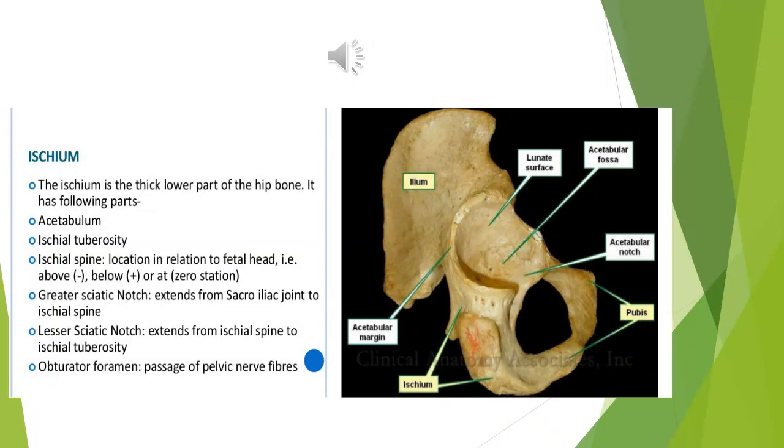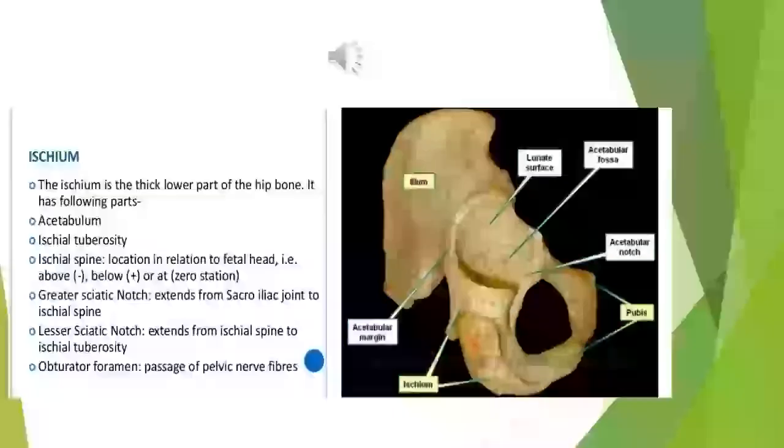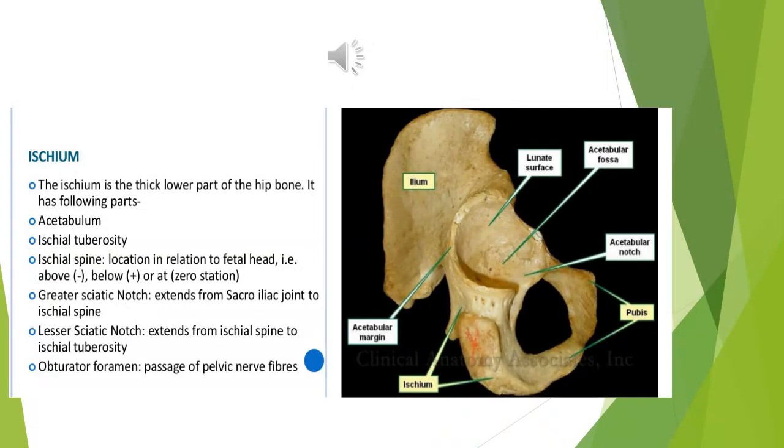Its location is important in pelvimetry, during the obstetric analysis, because it is in relation to the fetal head. That means we take the interspinous distance, and also whether the fetal head is above, below or at station. All these things will be taken into consideration during internal pelvimetry or the pelvimetric study.